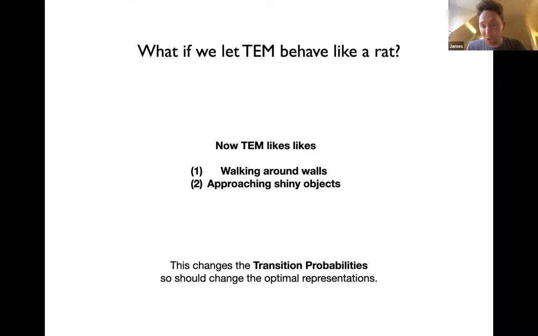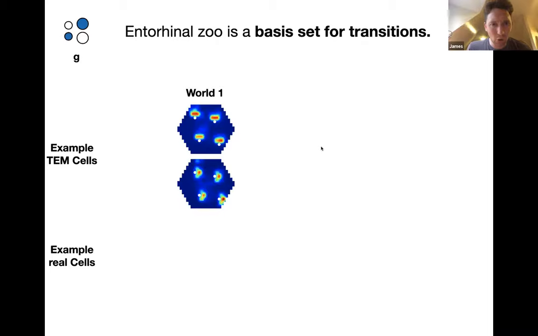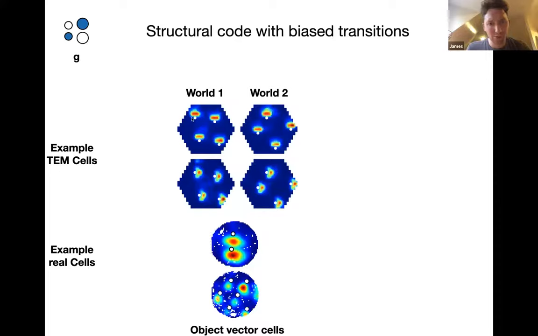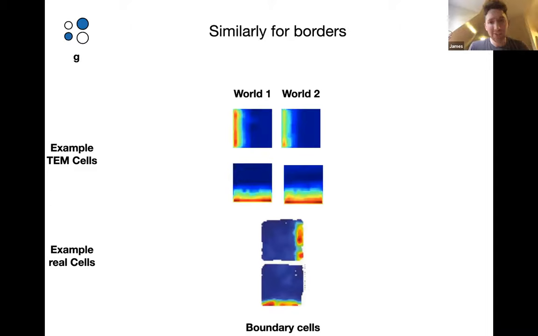Okay, so what do you see? You see these things that look like object vector cells. That's cells that fire at certain angles and orientations away from objects. So this one fires always 5 pixels to the north of an object, this one always 5 pixels to the east of an object. And again, these cells generalize across worlds. And that's exactly like real object vector cells. And similarly, exactly the same picture is seen for borders: a border cell that cares about the left border in one world, cares about the left border in the other world.